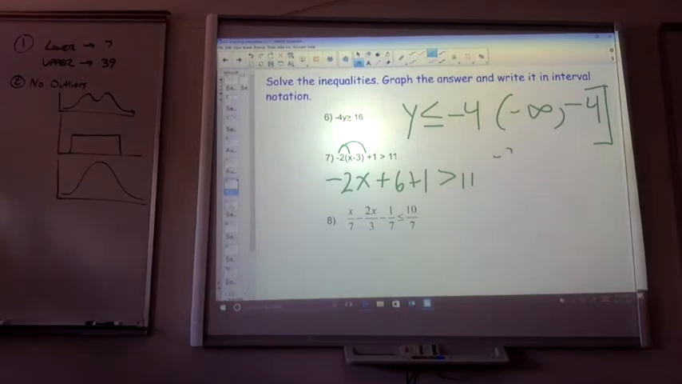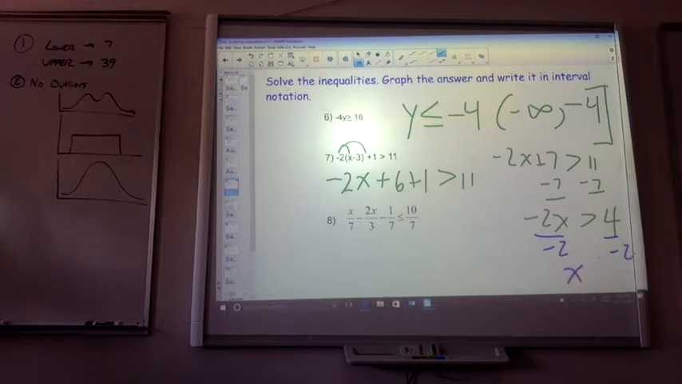Okay. So do you agree with this? Can't subtract these days. What's my last step? Divide by negative 2. What's going to happen now? The sign is indeed going to flip to the opposite direction. 4 over negative 2 is? So I want values that are smaller than negative 2.